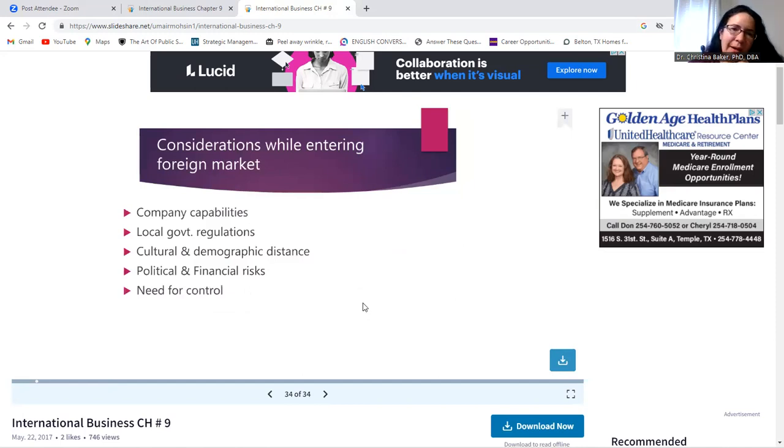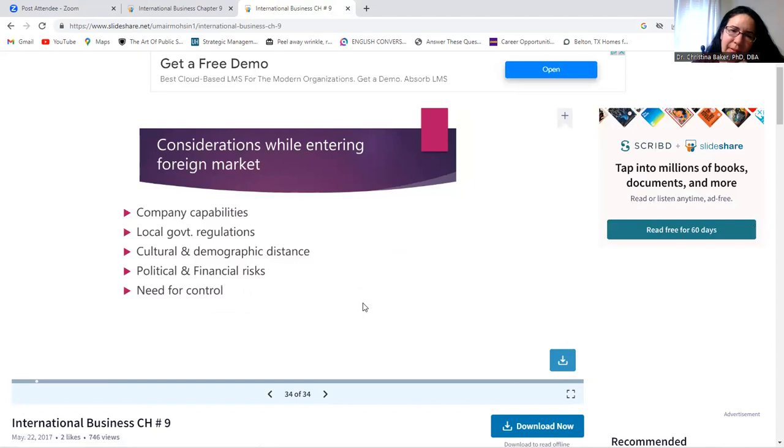And then, of course, we have considerations while entering the foreign market: funding capabilities, local government regulations, cultural and demographic distance, political and financial risk, and the need for control.